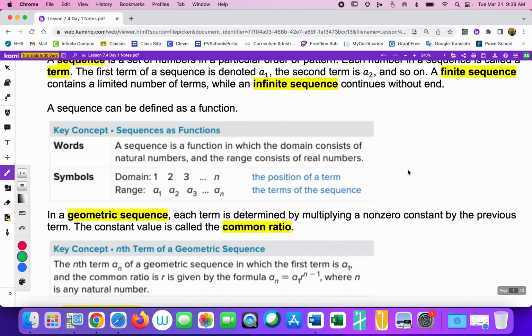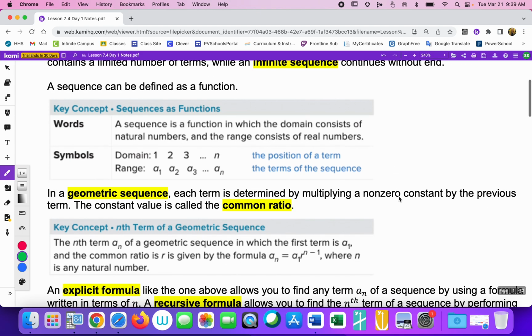We're not going to be graphing anything, but they can technically be graphed. Geometric, since it's multiplying, that would look like an exponential graph. It would curve. Versus arithmetic would be a linear. We're not going to graph them, but that is how they're related with what we've been doing.